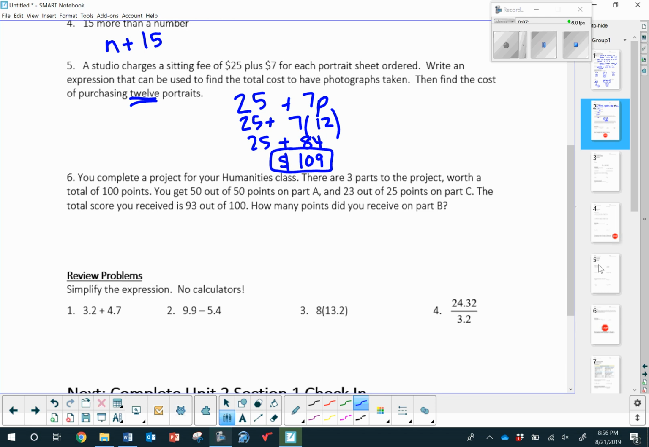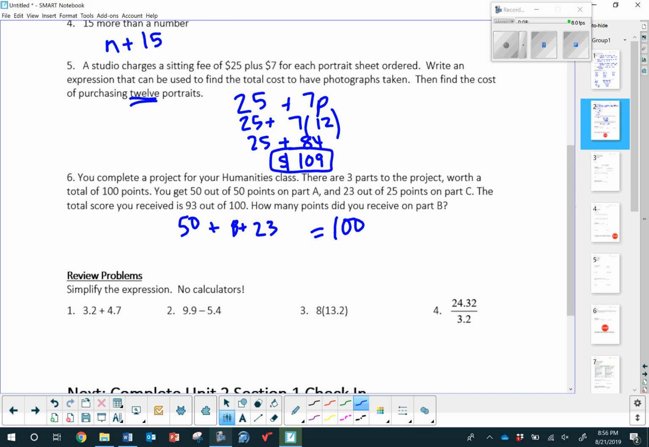All right, number 6. You complete a project for your humanities class. There are 3 parts to the project worth a total of 100 points. So I know the total is already going to equal 100. You get 50 out of 50 on part A and 23 out of 25 on part C. So I don't know what I got on part B. It then says the total score you received is 93 out of 100. How many points did you receive on part B?